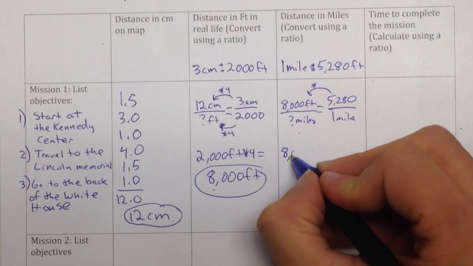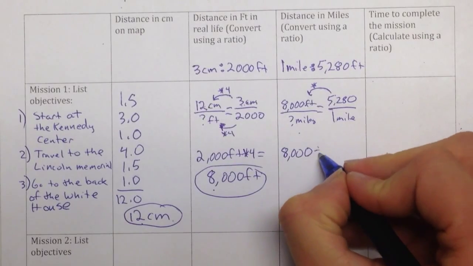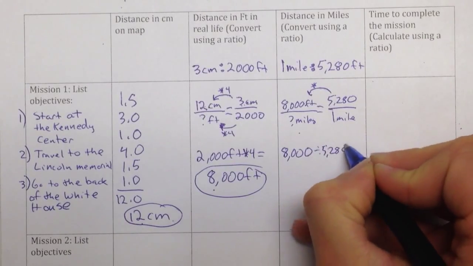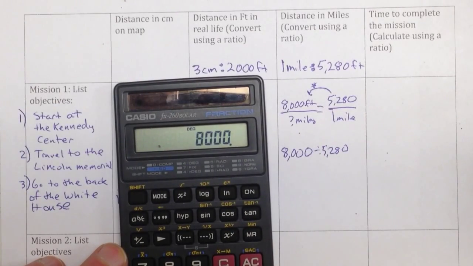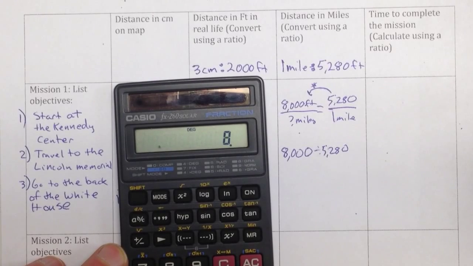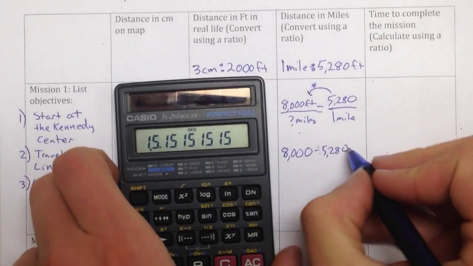So I'll do 8,000. This one I could do in my head. This I can't really. So I'll do 8,000 divided by 5,280. And I can definitely use a calculator for this. So 8,000 divided by 5,280 equals 1.515. Now I'm going to round it to make my life easier. So I'm just going to say, round to the nearest hundredth, say 1.52.